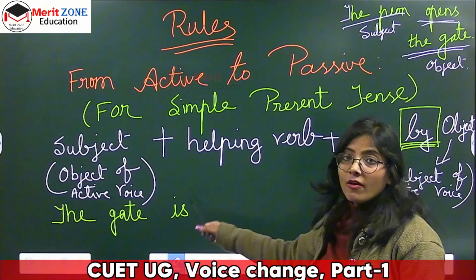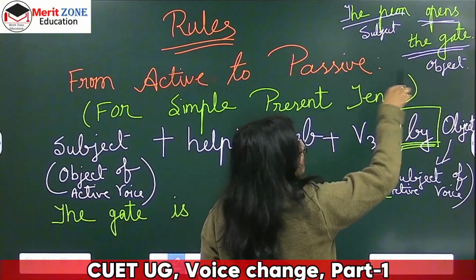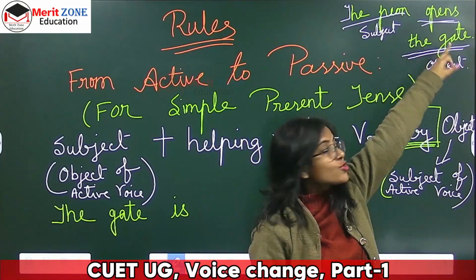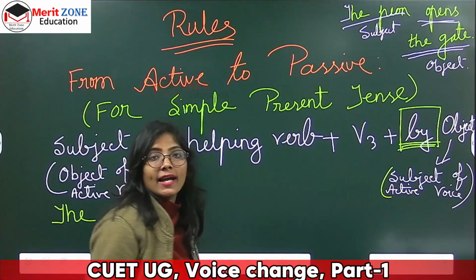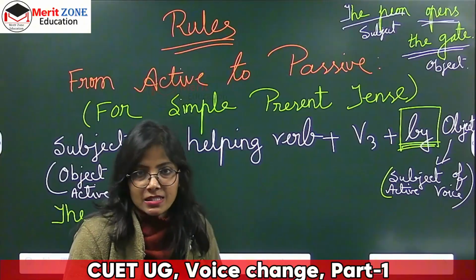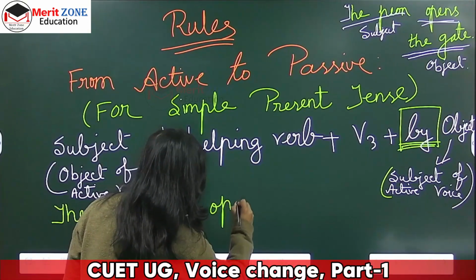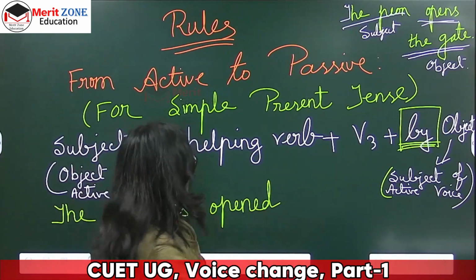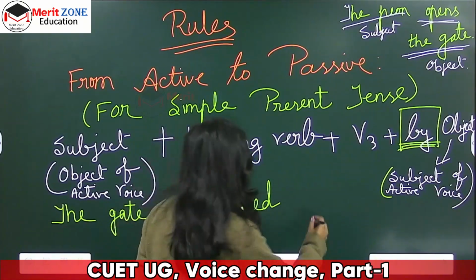Now after the helping verb, what do we have? V3, the third form of the main verb. Now where is the main verb in this sentence? Of course the action word is opens. So opens is the main verb. We have to make the V3 of open, meaning the third form will be opened, right? So, the gate is opened. Now comes the main word of passive voice, which is by. By whom is the work being done? By.